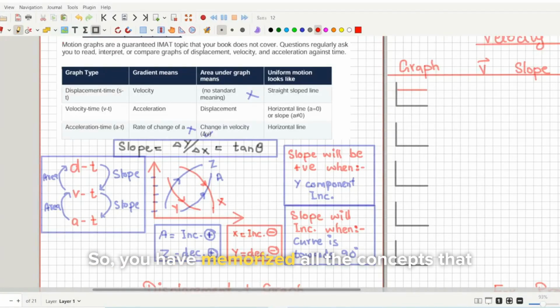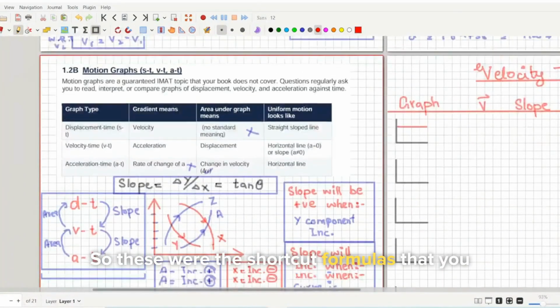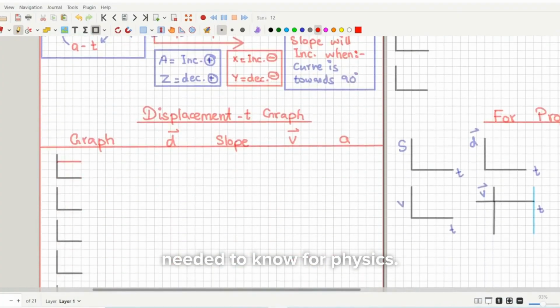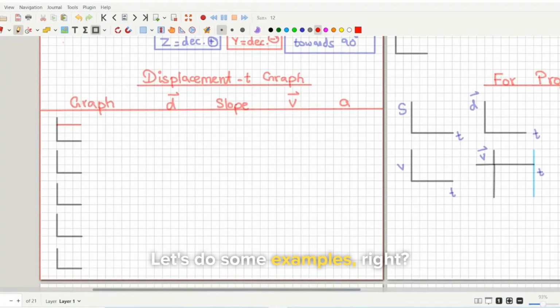So you have memorized all the concepts that you needed to know about the graphs. You can go for any kind of MCQ and you will smash those MCQs. Believe me, you are ready to smash all the graph type MCQs using these simple shortcut formulas. So these were the shortcut formulas that you needed to know for physics. Let's do some examples, right? Without solving examples, what is the fun, right?